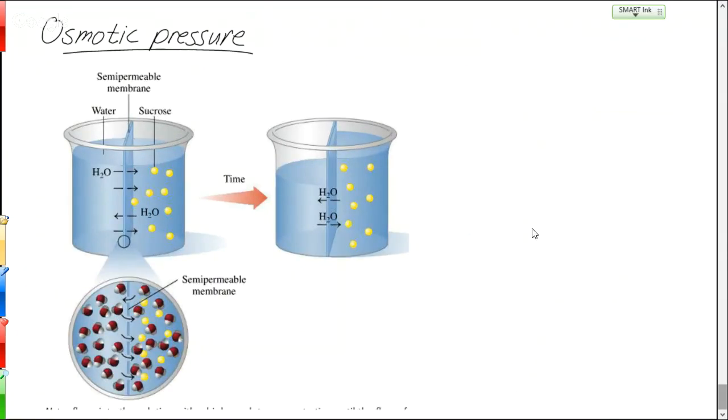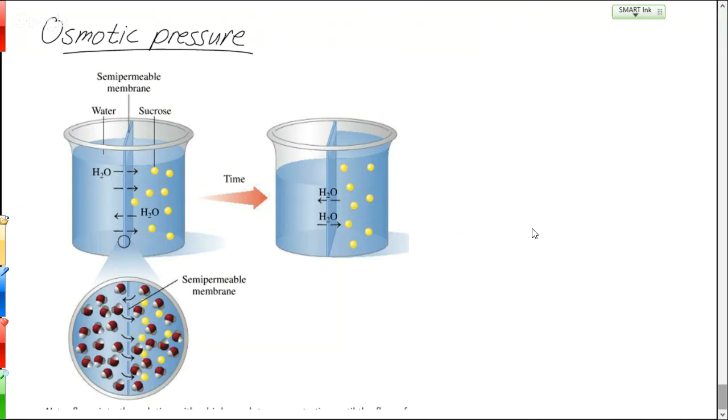All right. So in this picture, if you look at the beaker on the left, it's split into two parts with a semipermeable membrane. So that's like a cell membrane kind of thing. On the left is pure water, and on the right is water with sucrose or sugar dissolved in it. Because it's a semipermeable membrane, water can go back and forth between the two sides. Because it's smaller than sucrose, it's going to go back and forth.